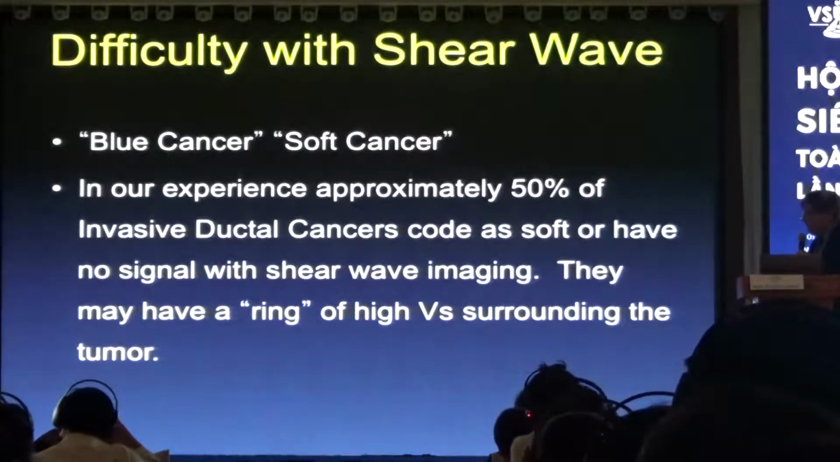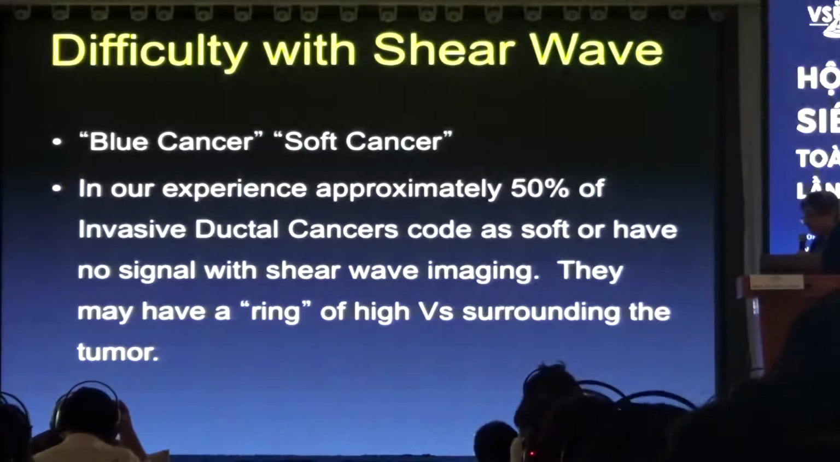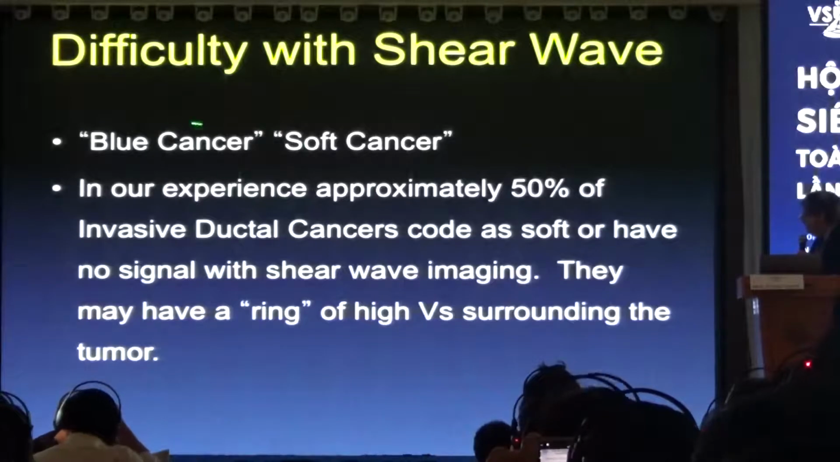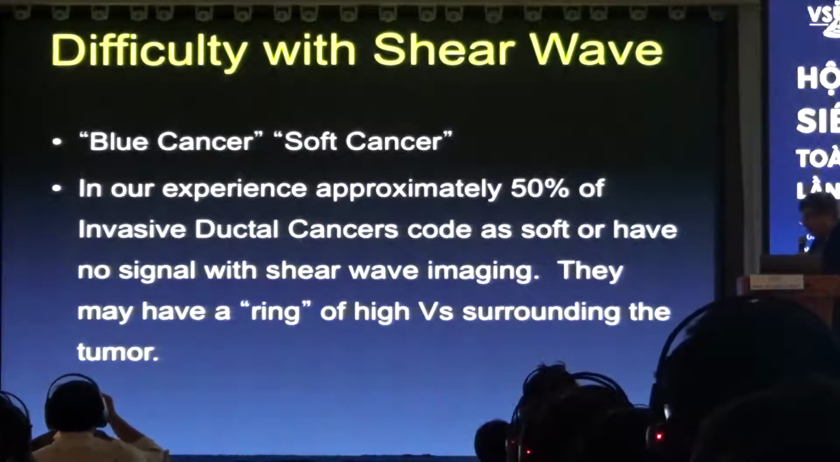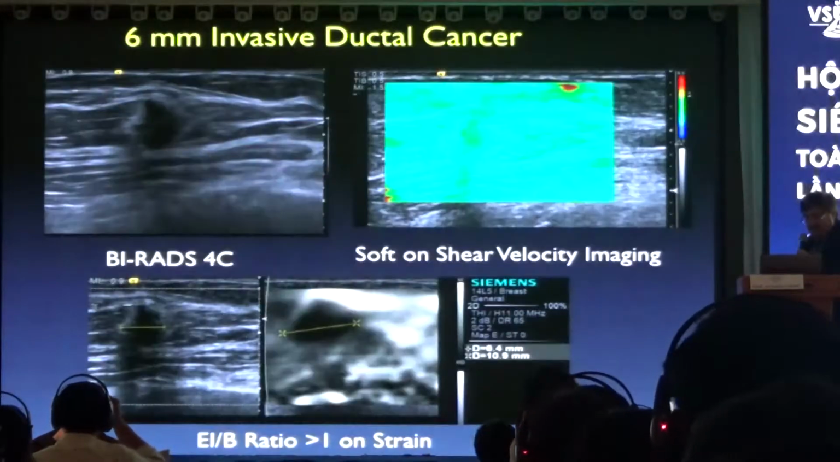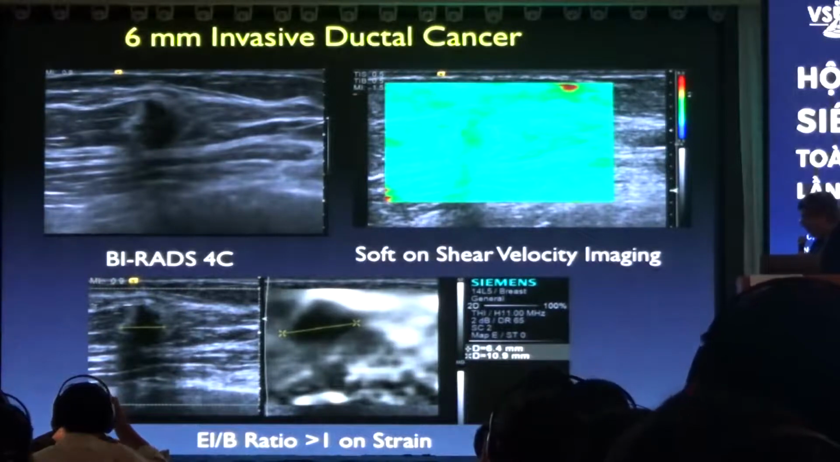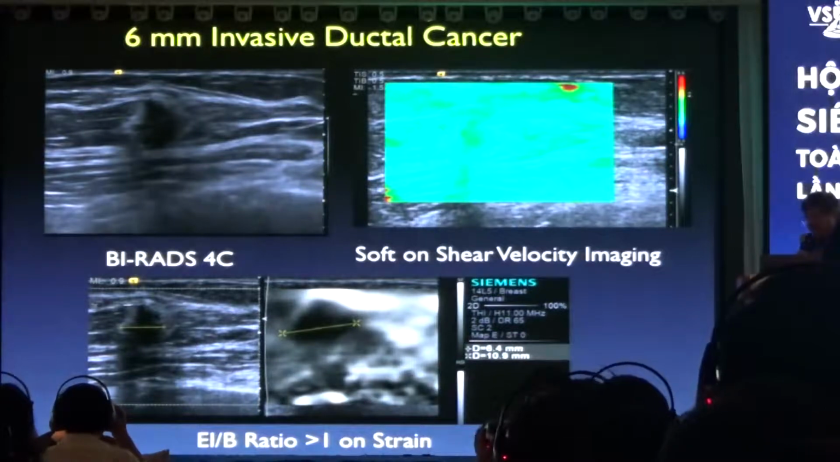Some people call them blue cancers or soft cancers. Actually, these are very, very stiff cancers. So these are the cancers you have a hard time putting a needle in because they're so hard. But on shear wave, they appear to be soft. And about 25% of our cancers are this way. And you may see a ring around the lesion, which is a clue. But here's an example. An invasive ductal cancer. It's soft on shear wave, but it's obviously very positive on strain.